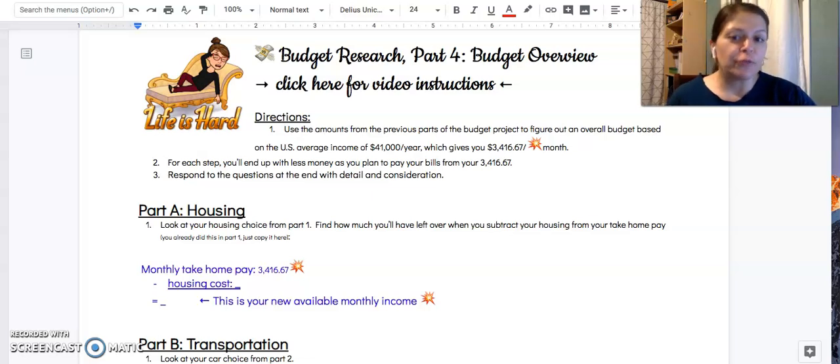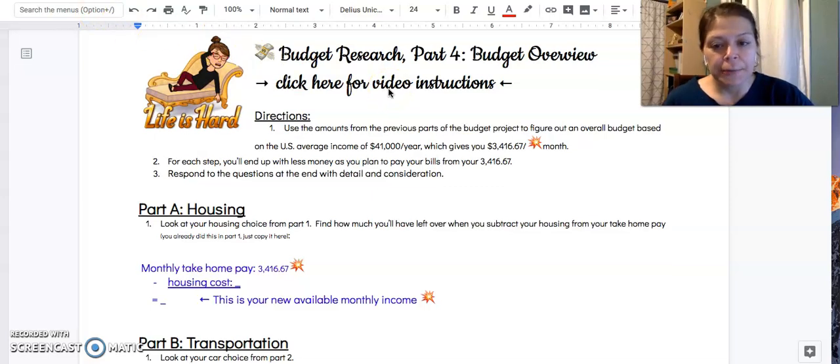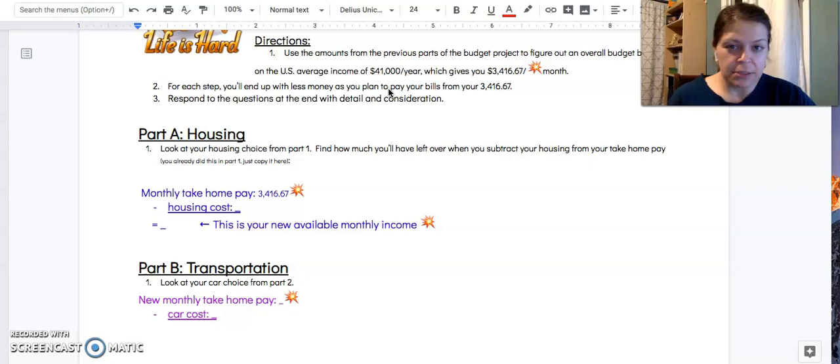Hey, you made it to part 4 of your budget project for your financial literacy unit. Now, let's take a look at the directions. For this part of the project, you're going to need to have completed 1, 2, and 3 so that you can come up with an overall eyeball budget.